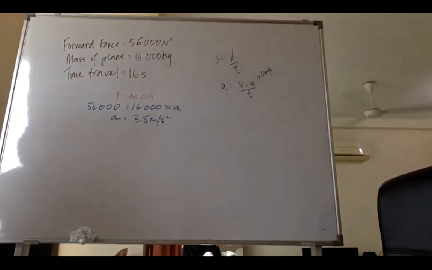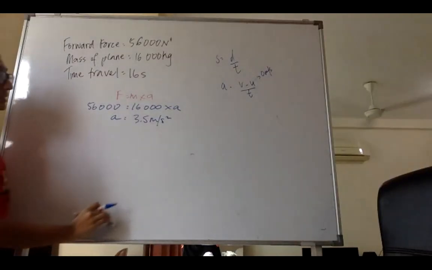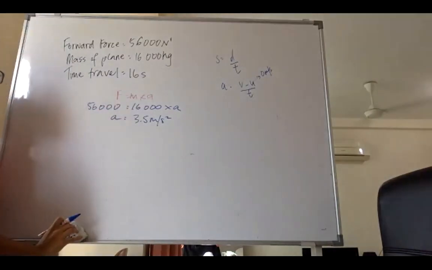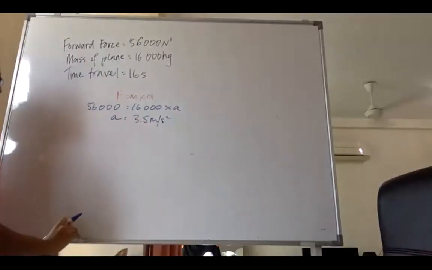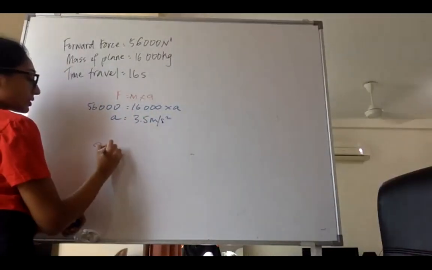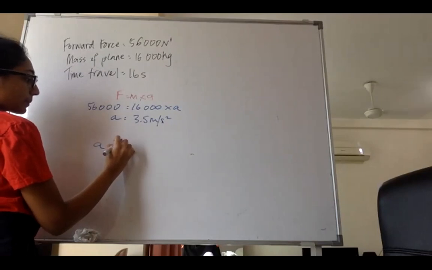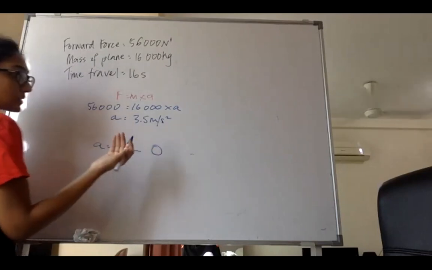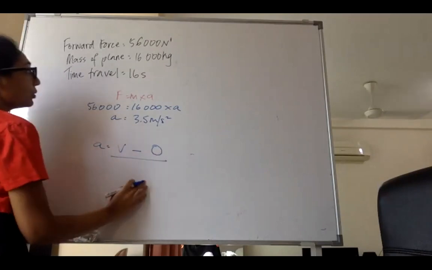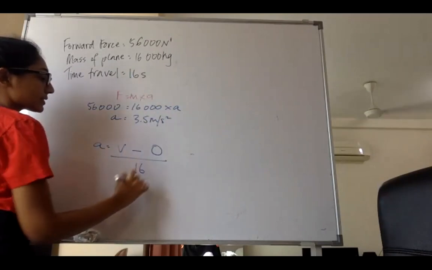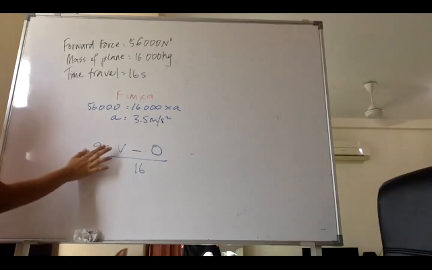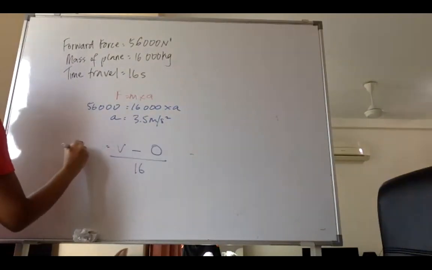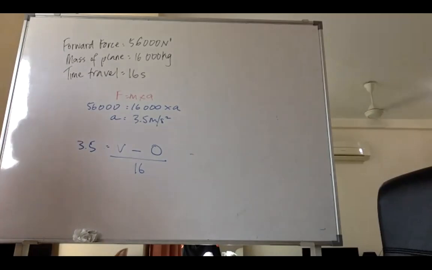Now we know that acceleration is final speed minus initial speed over time. Correct? Yes. So I have acceleration equals final speed minus initial speed. Initial speed is 0 because the plane is at rest, over time travelled, which is 16 seconds. My acceleration is 3.5. So what is my final speed?